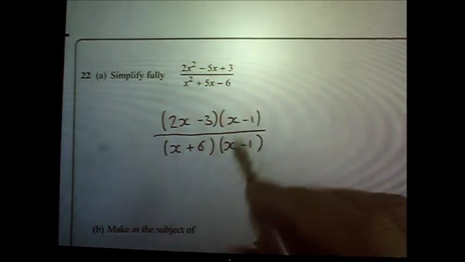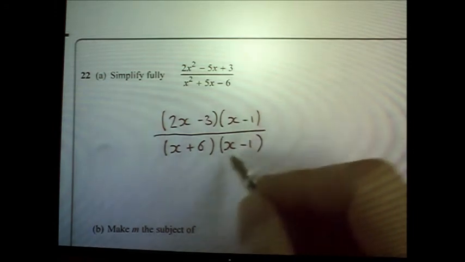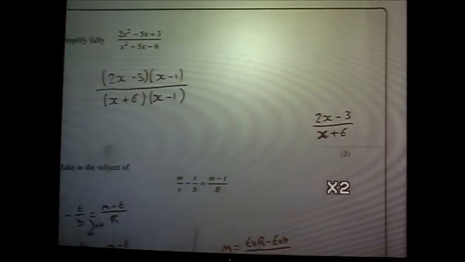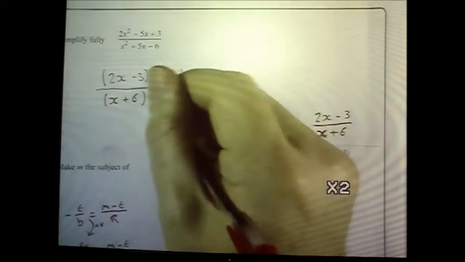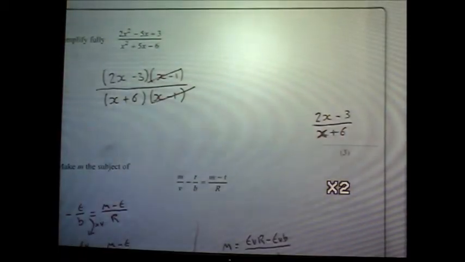When you get to this stage, the x minus 1 cancel, so you're left with 2x take 3 over x add 6, just those two there, look. That'll cancel, so you're left with those two.